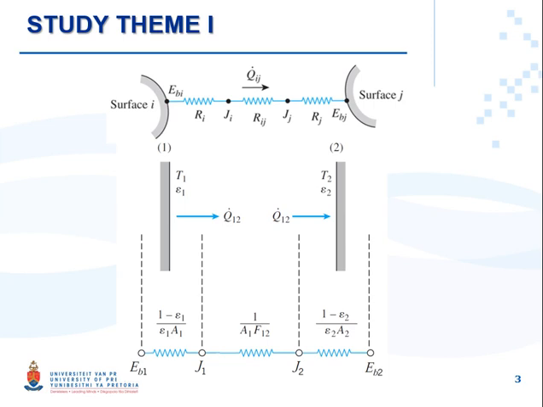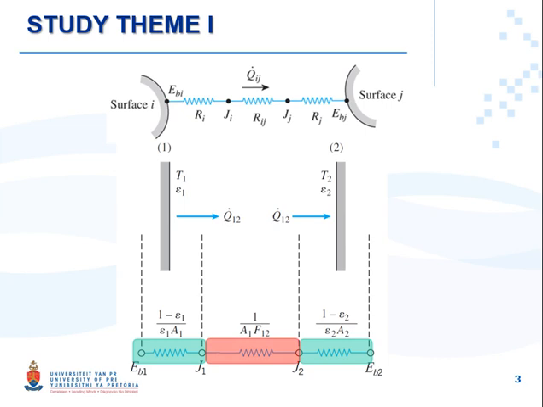We have two surface resistances. Why surface resistances? Because we said that we have two surfaces with emissivities, so we need to take into consideration the property of the surface. We have two surface resistances and one space resistance.